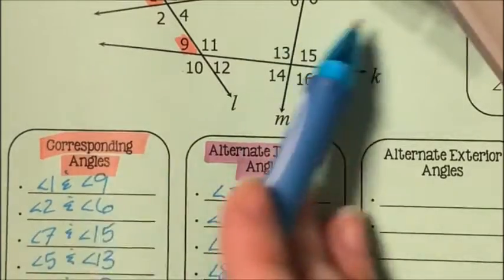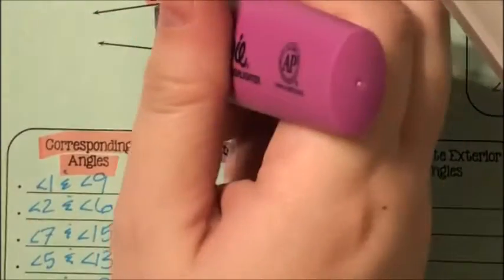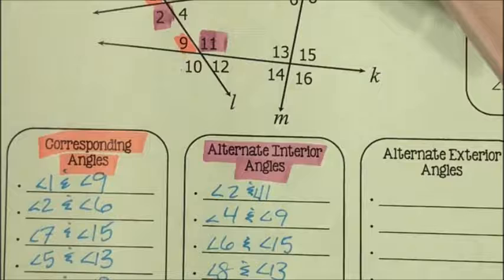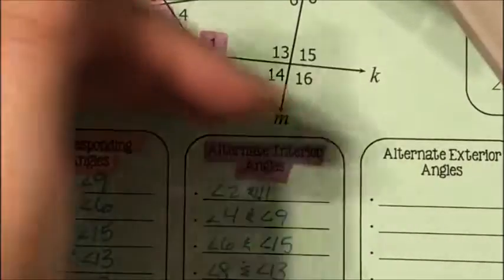Okay, so that's if I'm looking at just this way. But this gives you an idea. So there's 2 and 11. You can see alternate interior angles. Okay. If I'm looking at this line right here, so this is my transversal.